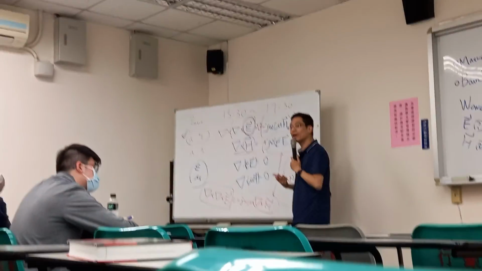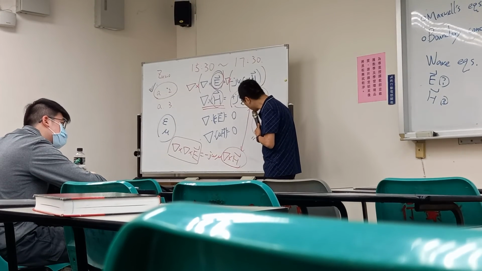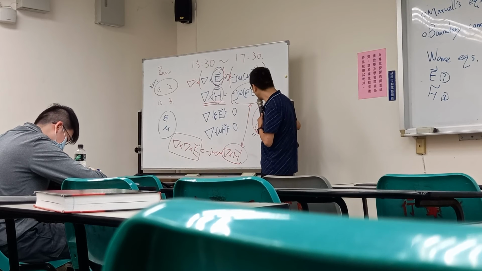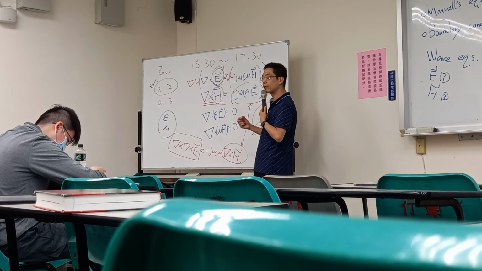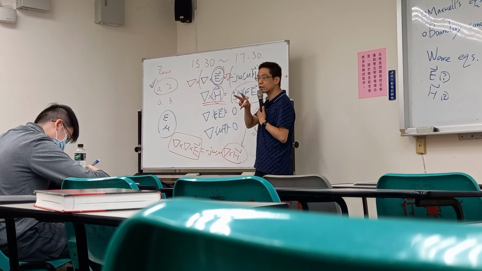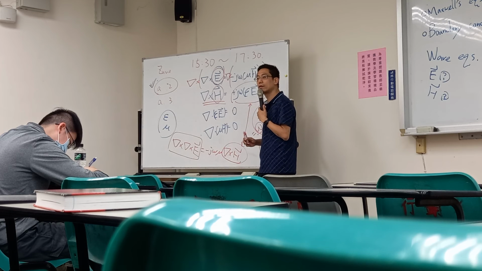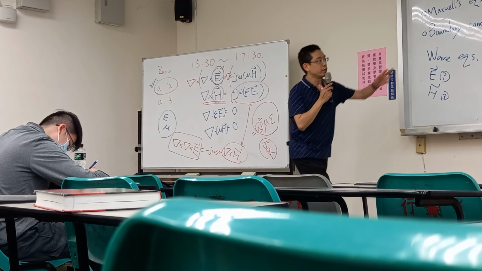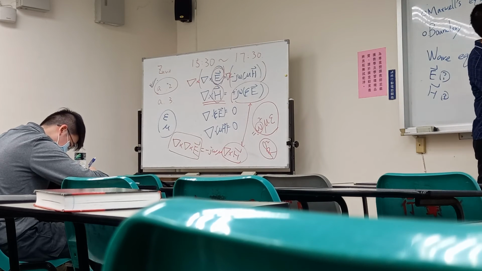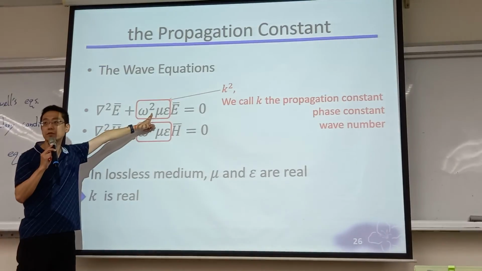So I define them. I call this K squared because you have omega here and mu epsilon, something like a product of two things. So I call this K squared, so I can change this to this form, like k squared.